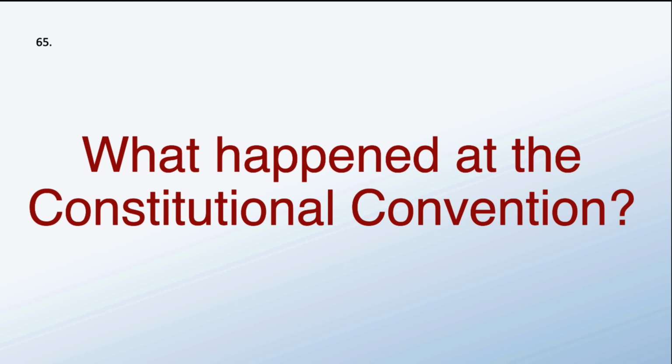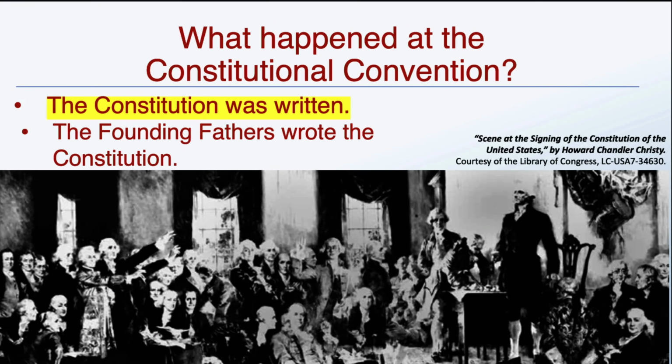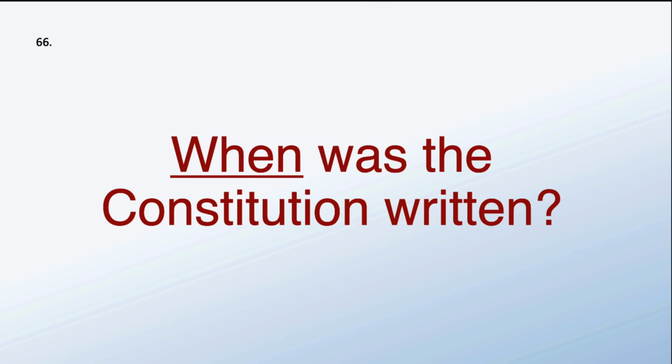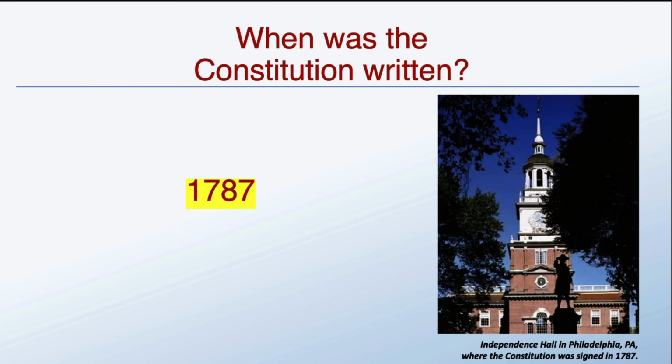What happened at the Constitutional Convention? The Constitution was written. When was the Constitution written? The Constitution was written in 1787.